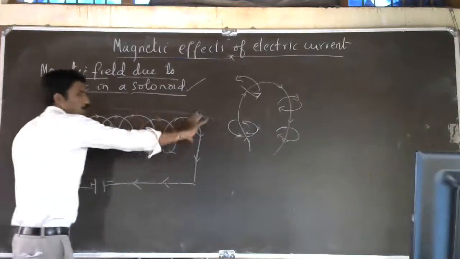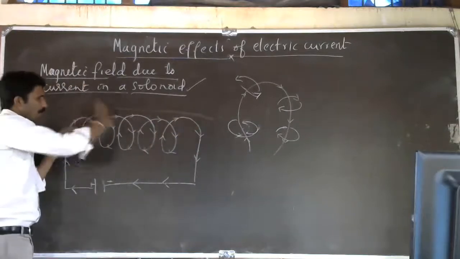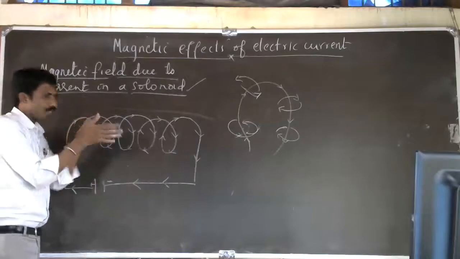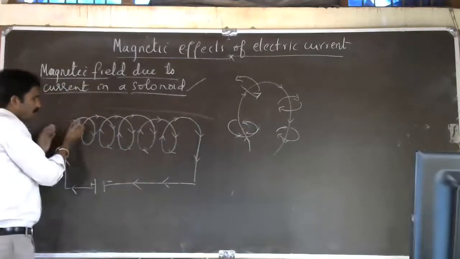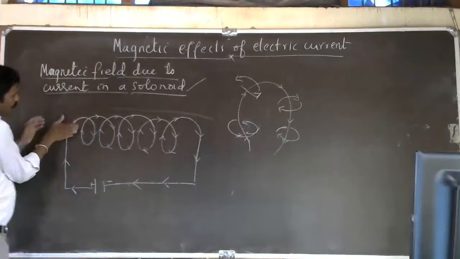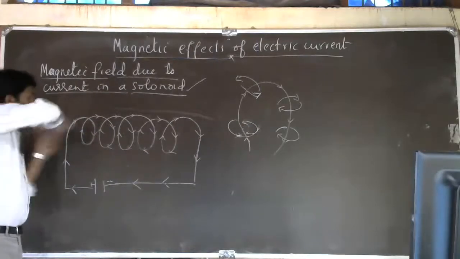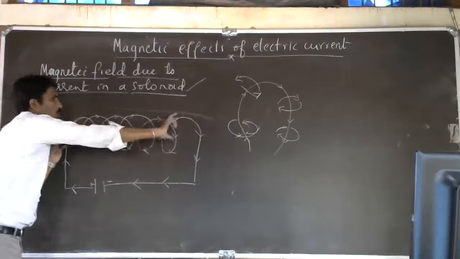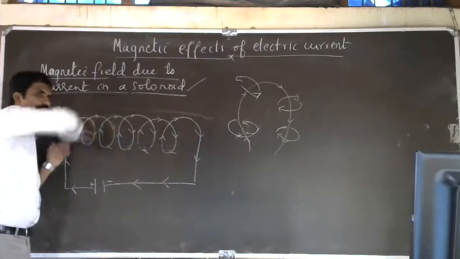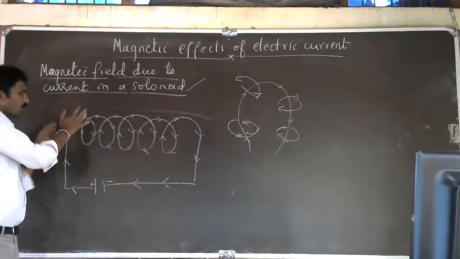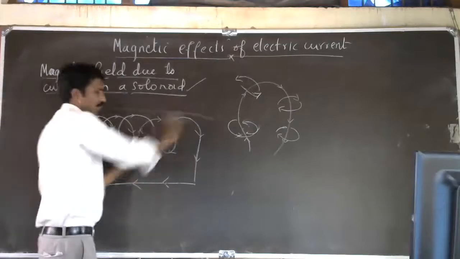So this is the hollow tube. I'm telling you, a number of coils are closely arranged and it becomes a hollow tube. So if you apply the rule here, it is entering the board and coming out. Entering the hollow tube of this solenoid, they are entering. Understood? So like this, they are entering.